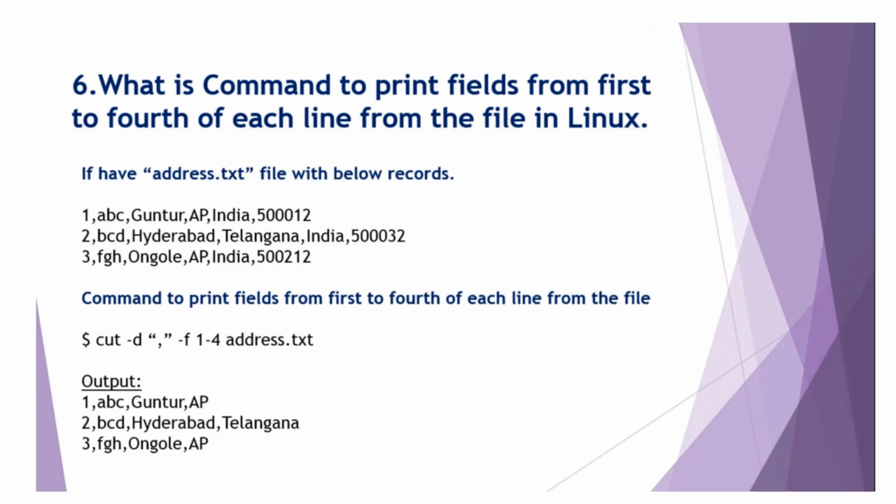Address.txt is my file, so I have given that one, and you can see in the output how the records are generated. So only the first 4 fields got generated, till state. So this is how we can generate fields from first to 4 using the cut command in Linux.